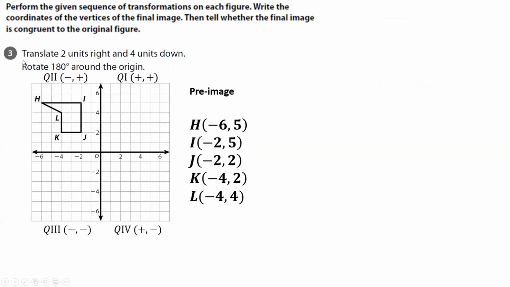I'm now going to do the first thing they want me to do, which is translate 2 units right and 4 units down. Well, that's really easy. You just have to count 2 to the right and 4 units down. So if I start at H, all I need to do is go 2 to the right, 1, 2, and 4 down. 1, 2, 3, 4. So H prime will land at -4, 1.